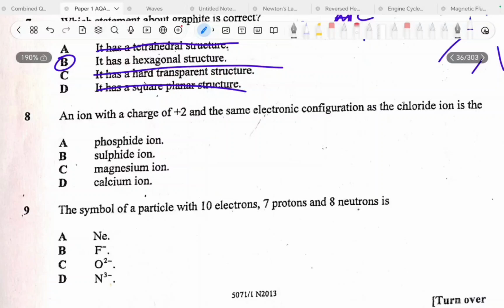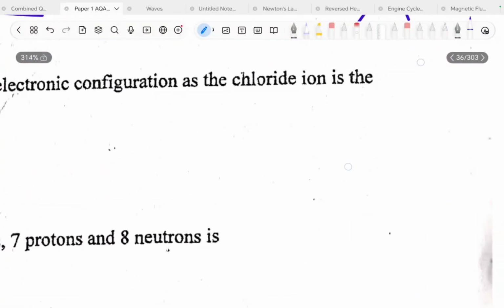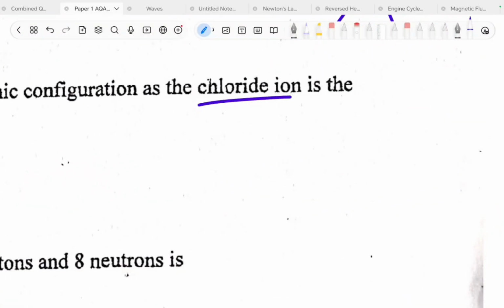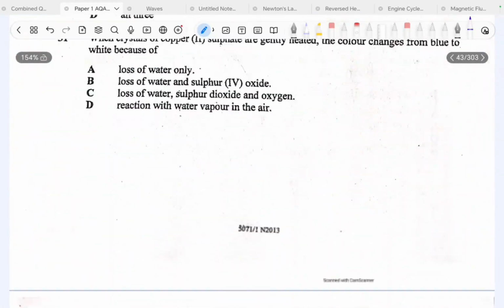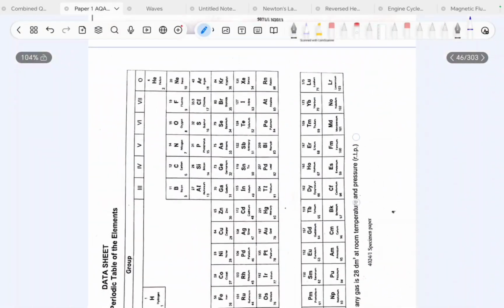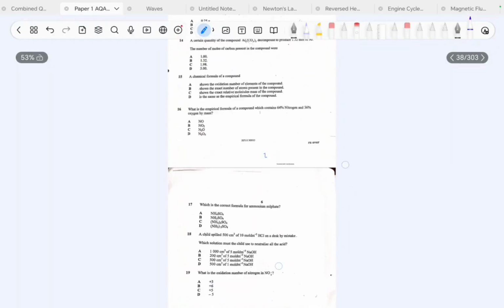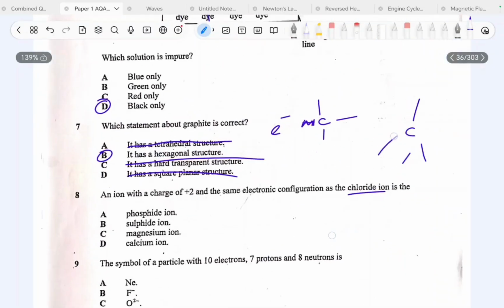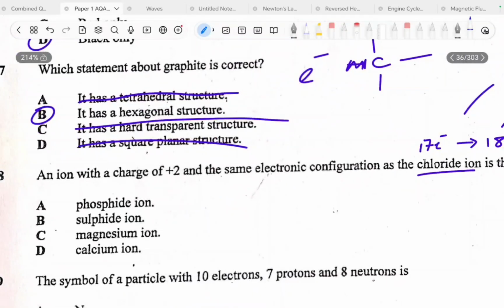An ion with the charge of +2 and the same electron configuration as the chloride ion is... Okay, so how would I go about this if I'm in an exam and don't know what to do? I say chloride ion. How many electrons does chlorine have? Now I need the periodic table. Chlorine has 17 electrons, but a chloride ion has one more electron to fill the outer shell. So a chloride has 18 electrons. Boom. So the thing we're looking for has 18 electrons.